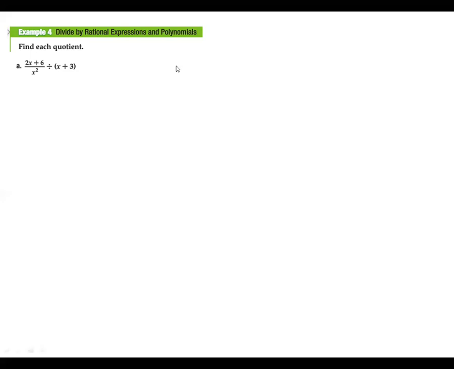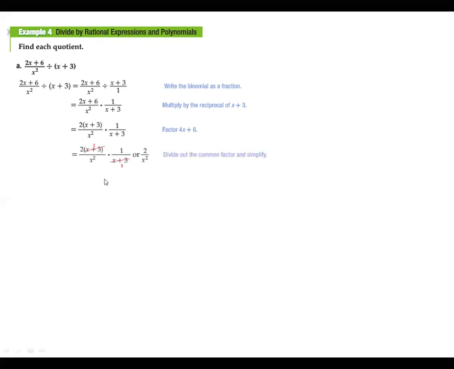Well, same thing here. Think of the x plus 3 as being a fraction over 1, and then multiply by the reciprocal of it. Now notice, it doesn't look like there's any common factors, but the numerator of the first fraction has a GCF of 2 that you could factor out, and then lo and behold, you have a common factor of x plus 3 that can cross reduce. And then if you multiply straight across, you get 2 over x squared.